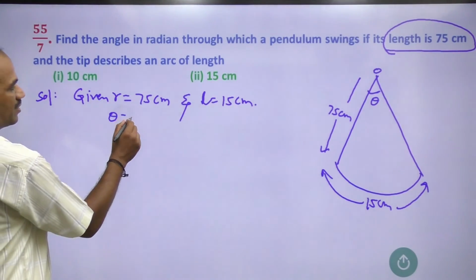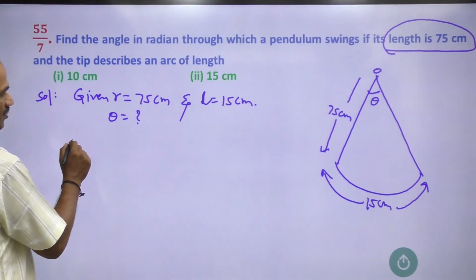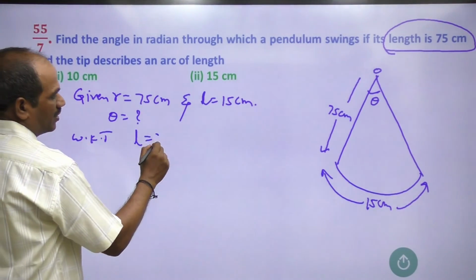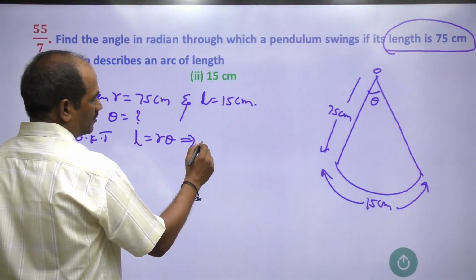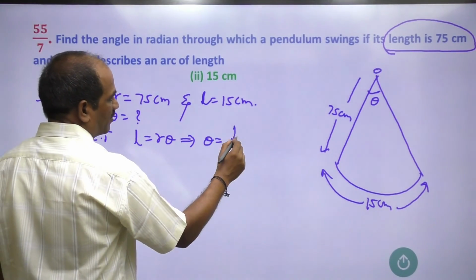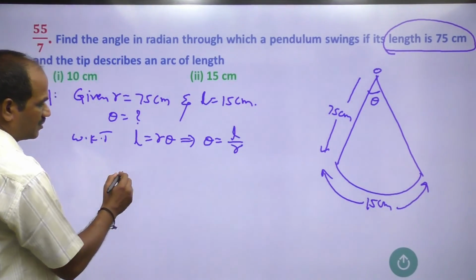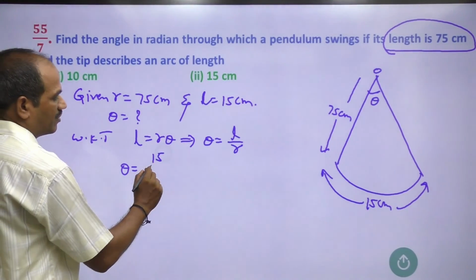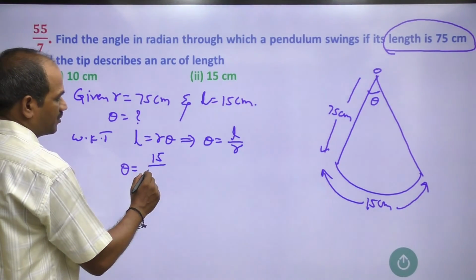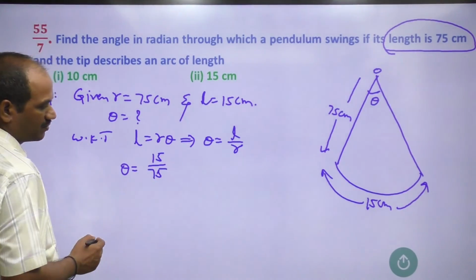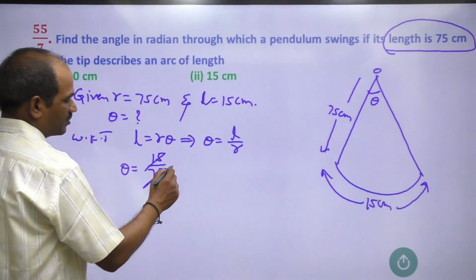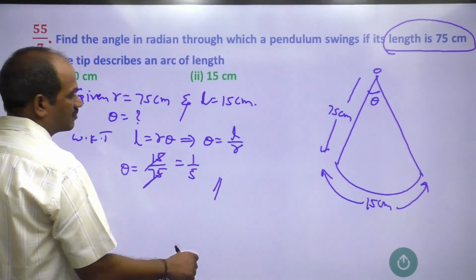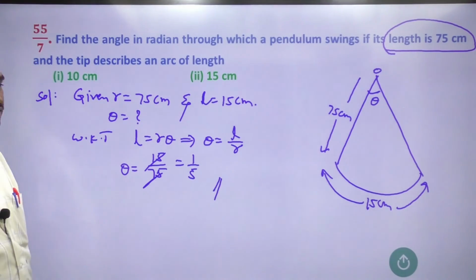So we calculate theta. We know that L is equal to r theta, so theta is equal to L by r. Replace these values: theta is equal to L value 15 by r value 75. 15 goes into 75 five times. So that is equal to 1 by 5 radians. This is the answer.